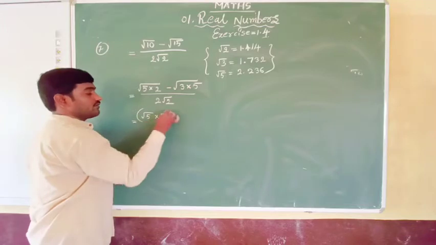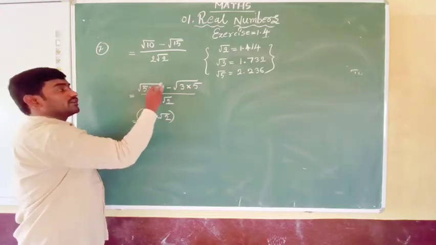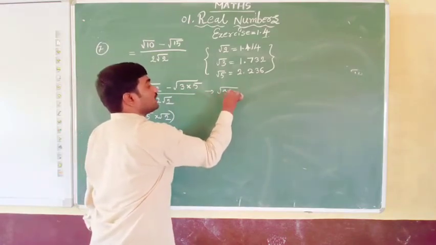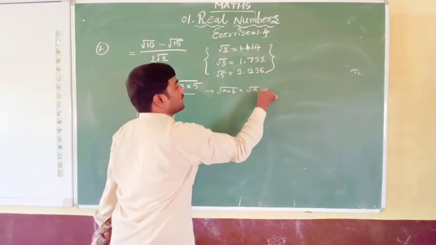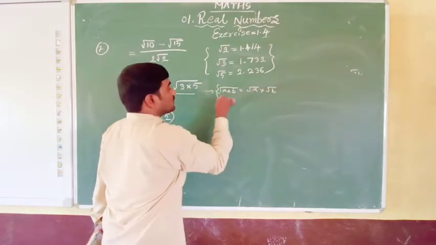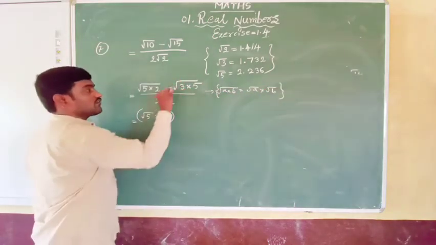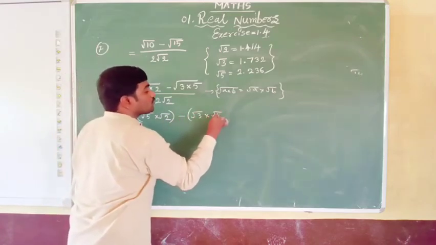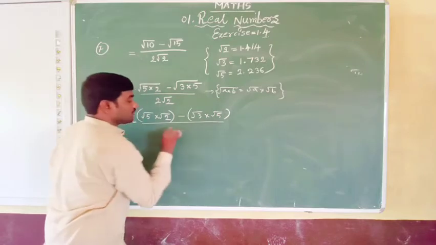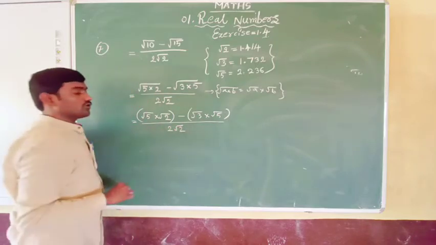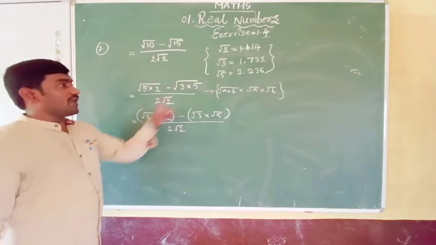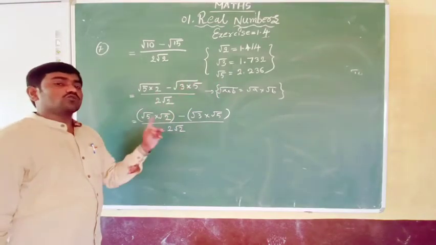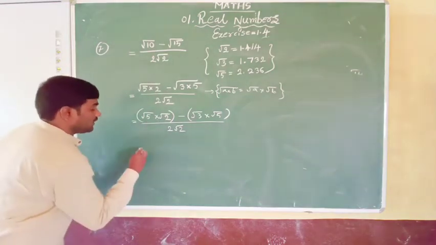We'll split it and write separately. This complete root we'll write as simple roots, because here we can use the formula: root of a into b is equal to root a into root b. By using that formula, we get root 5 into root 2 minus root 3 into root 5, by 2 root 2. We have the root 5 value in the question, and root 2 value also, and root 3 value also.